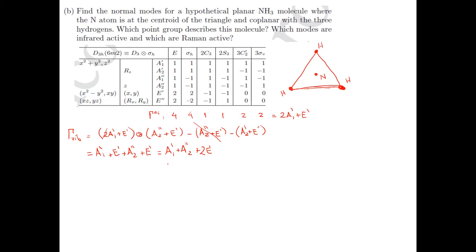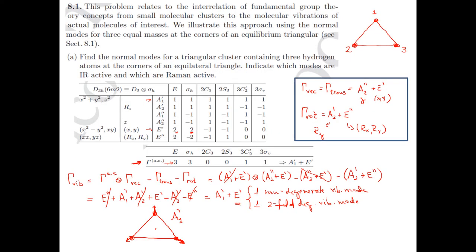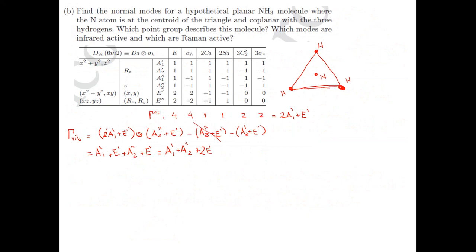So let's compare this result with the result I had before, in which I had only hydrogen atoms. When I had only hydrogen atoms, this is what I got: A1 prime plus E prime. Now that I have a nitrogen atom in the middle, I get 3 more modes. I get 1 A2 double prime mode and 1 E prime mode. So the extra modes that I get when I add the nitrogen atom are the A2 double prime plus another E prime.